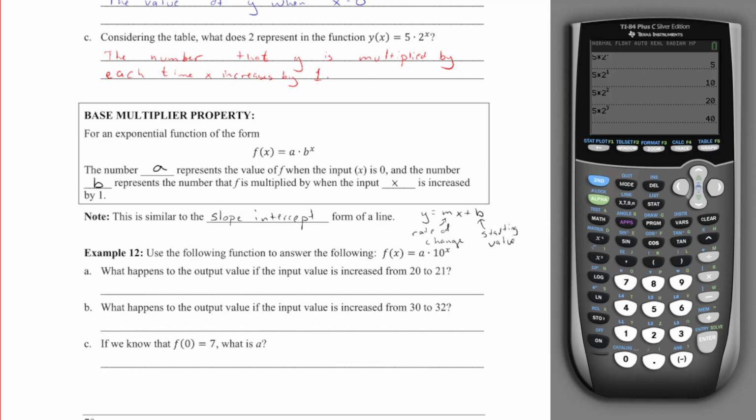One of the things we can do with the base multiplier form is to reason through an exponential function that we don't fully understand. So if we have f of x equals a times 10 to the x, if x increases from 20 to 21, that's an increase of 1. So the output is multiplied by 10.